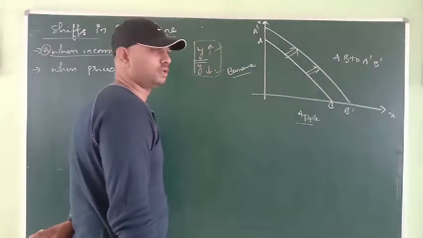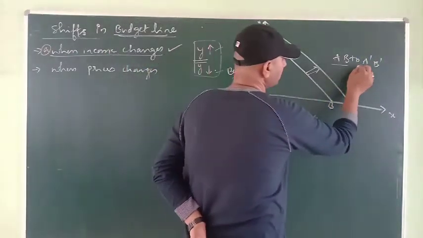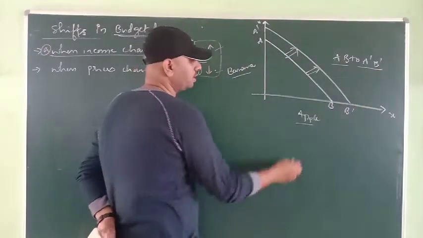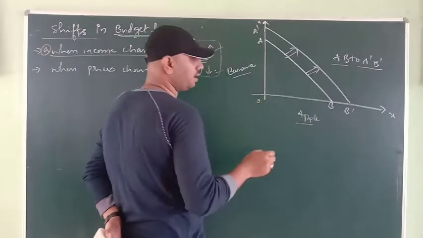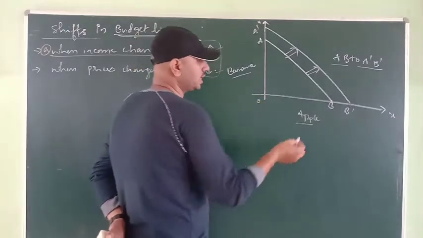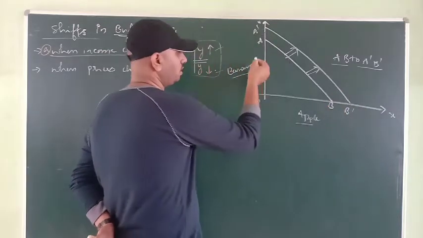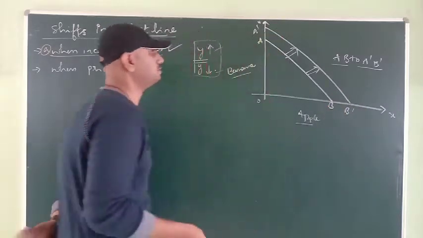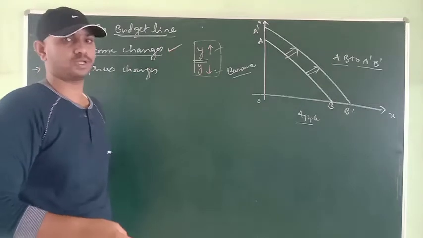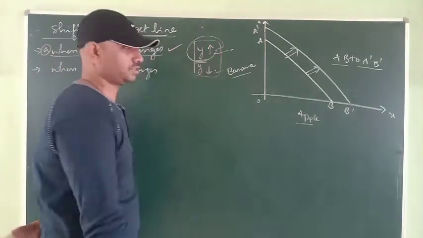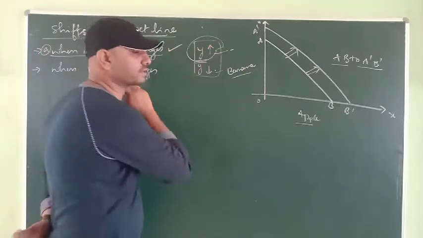Are we clear? So the budget line shifts from AB to A dash and B dash. If the consumer's income is higher, then he prefers more of apple, from this quantity to this quantity, and of course banana too, he may increase from A to A dash. Are we clear? This is possible only if income changes. That is the increasing case.